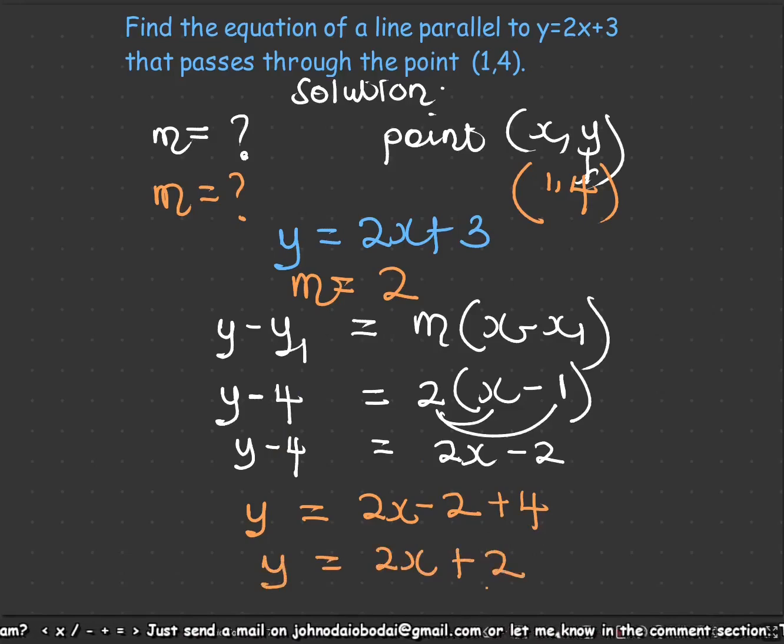This becomes the equation of the line we are looking for. You get it? And you realize that its gradient is 2. Same applies to what you have over here. So this is the equation of the line parallel to this one, and it passes through this point over here. Let's look at more examples.